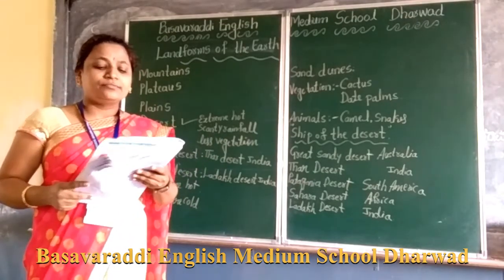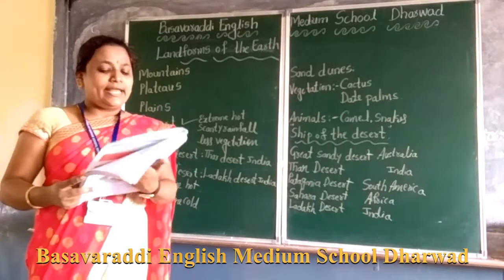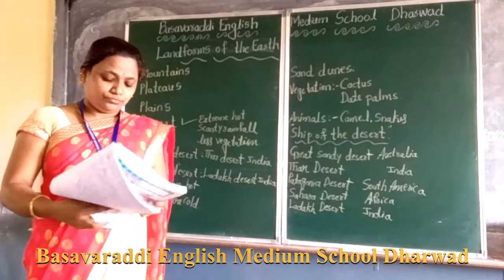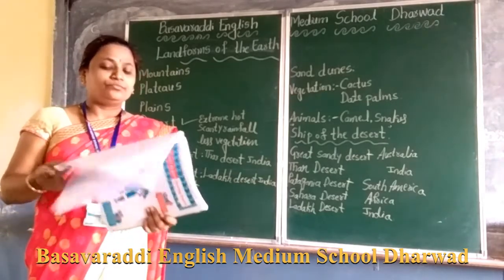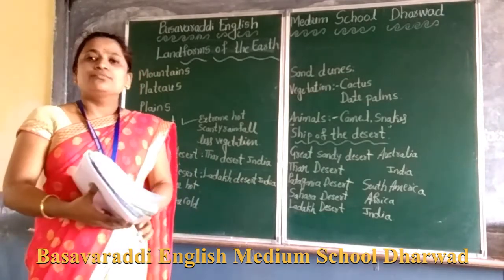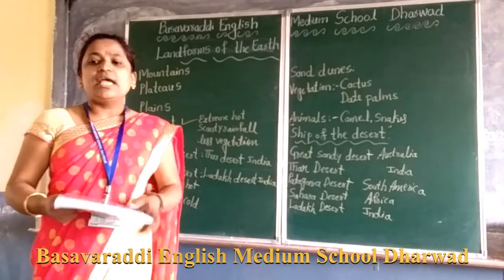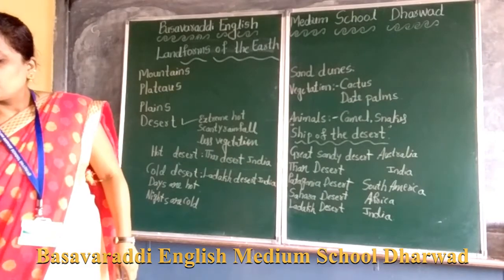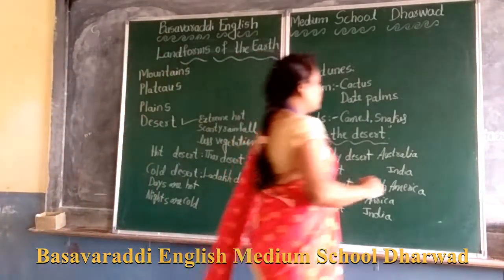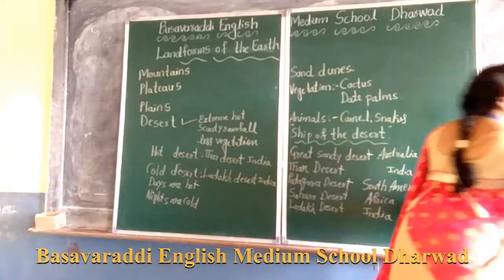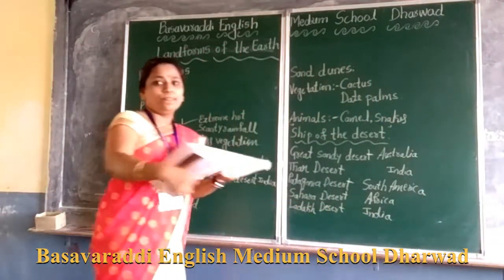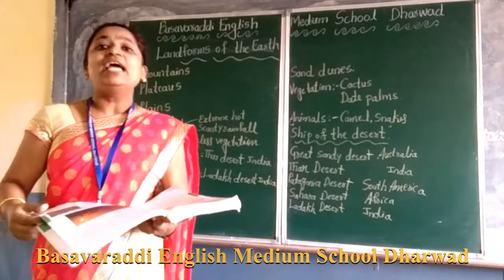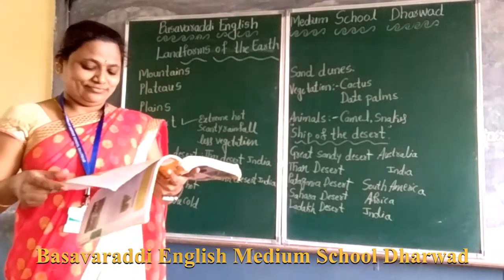Okay, children. Next, are there any questions about desert? I will repeat once about sand dunes or sand hills. Exactly what do you mean by sand dunes or sand hills?